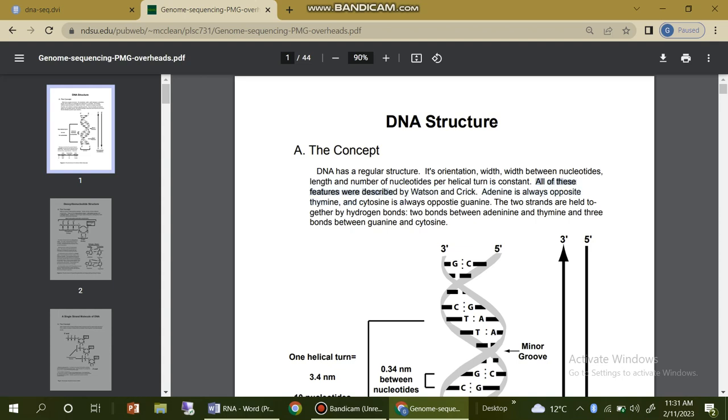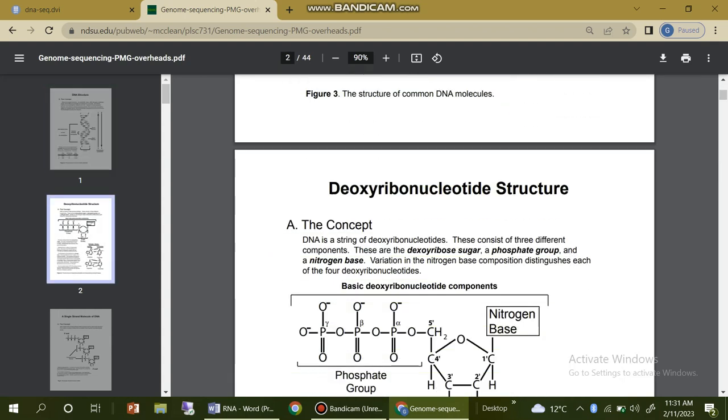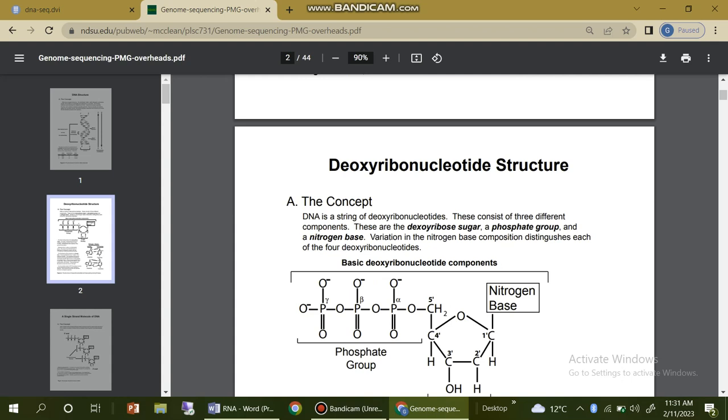All of these features were described by Watson and Crick. Adenine is always opposite thymine, and cytosine is always opposite guanine. The two strands are held together by hydrogen bonds: two bonds between adenine and thymine, and three bonds between guanine and cytosine. I can scroll it, and you can first of all see here the concept.